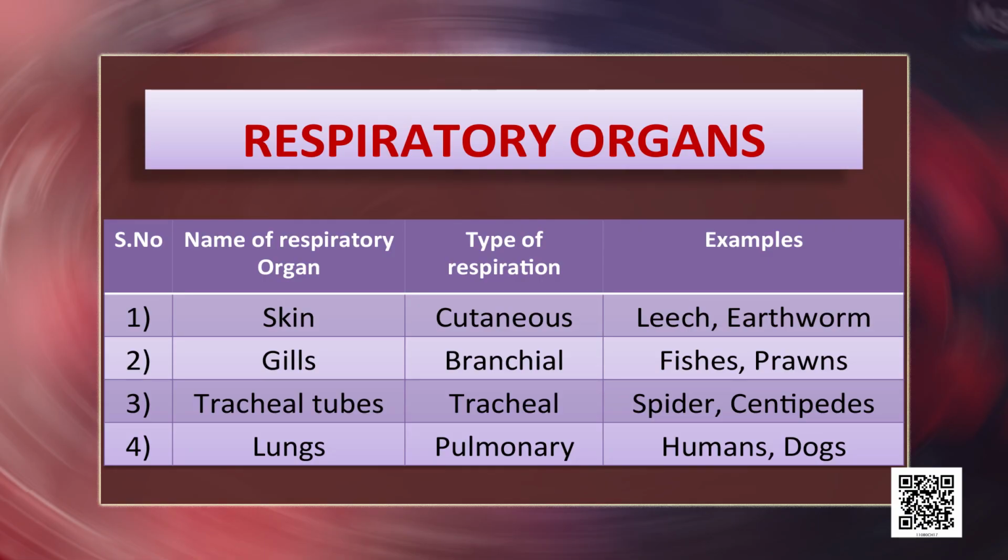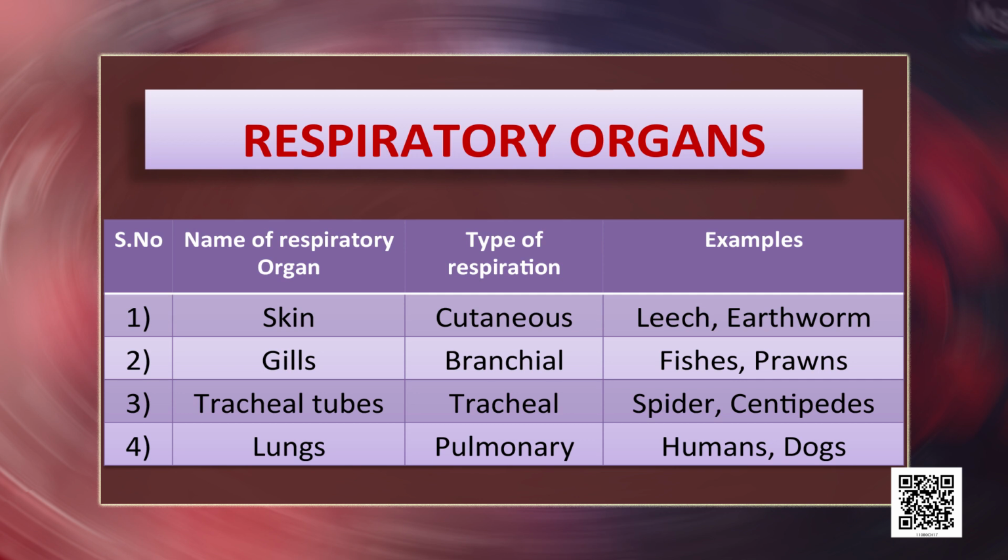Different organisms possess different respiratory organs. In the case of leech and earthworm, the general body surface or skin helps in the process of gaseous exchange.